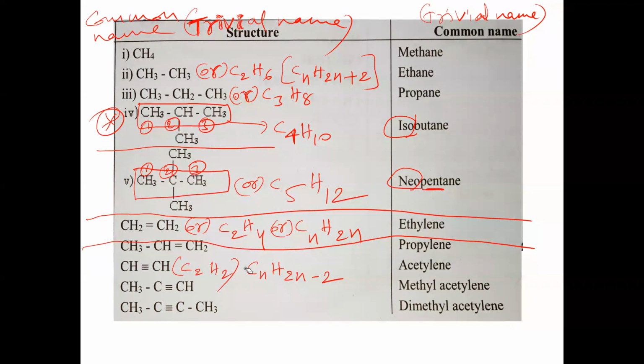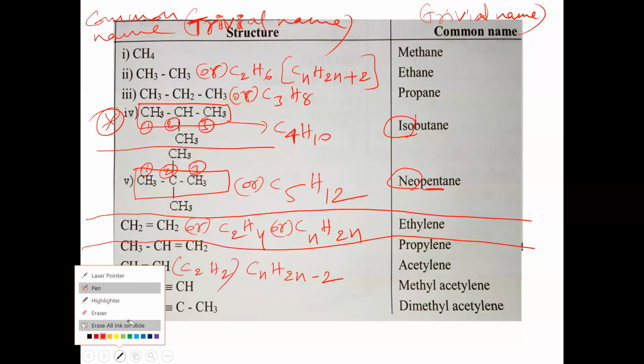Ethine is the IUPAC name. But the common name is what? Acetylene. The common name is acetylene, and the IUPAC name is ethine. Next, CH3 bond C triple bond CH is called what? Propyne. 1 triple bond, 3 carbons. So it is propyne, the IUPAC name. But here it is called methyl acetylene. Now check it here.